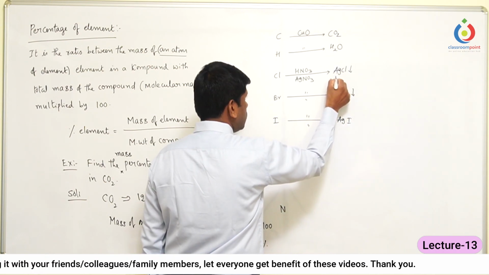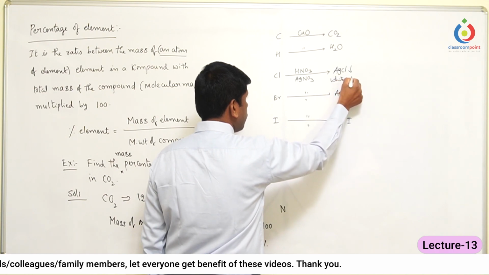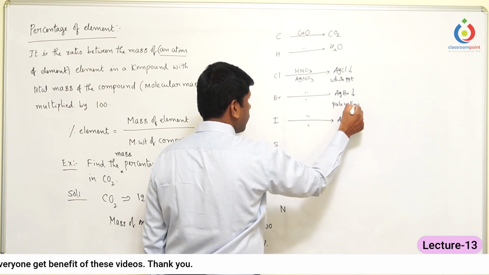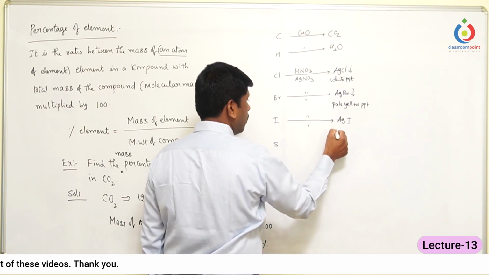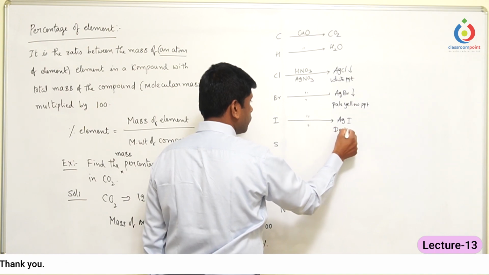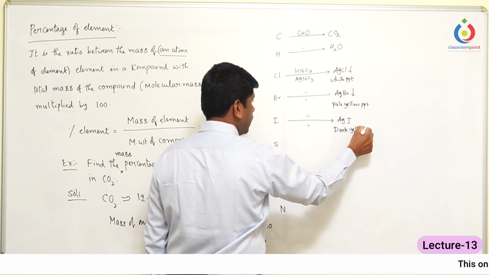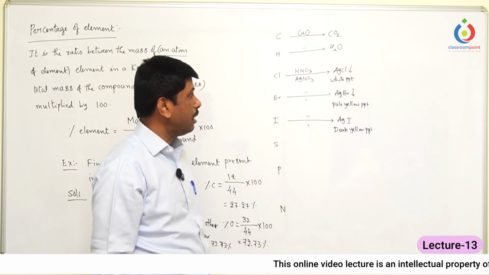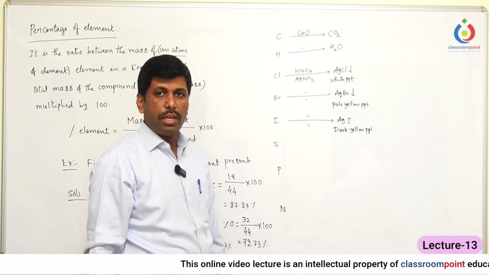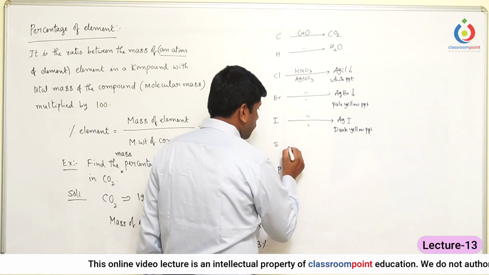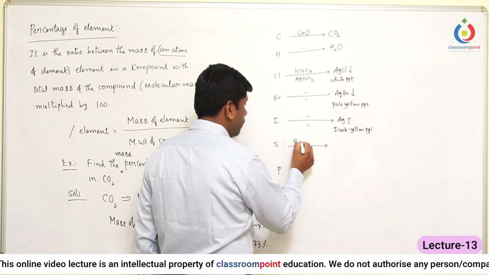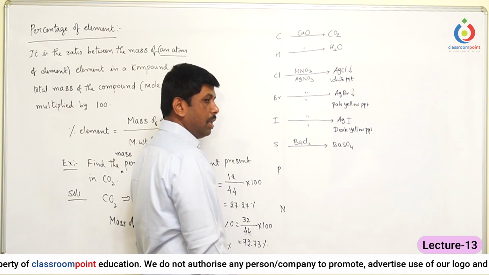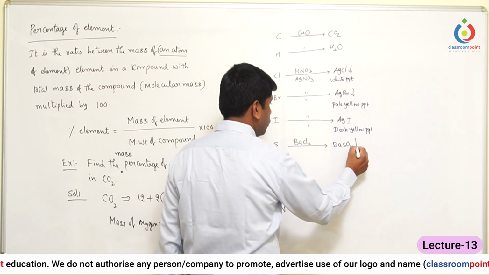Here silver chloride is a white precipitate, silver bromide is a pale yellow precipitate, and silver iodide is a dark yellow precipitate. So in the case of the halogens, when the atomic mass of the halogen increases, automatically the darkness of the color also gradually increases. And sulfur is identified using barium chloride solution, which converts the sulfur into barium sulfate. Barium sulfate is also a white precipitate.